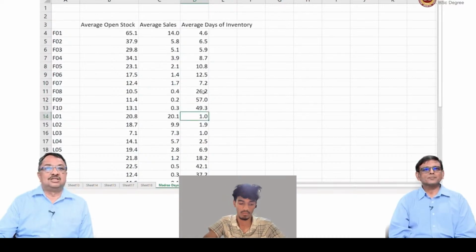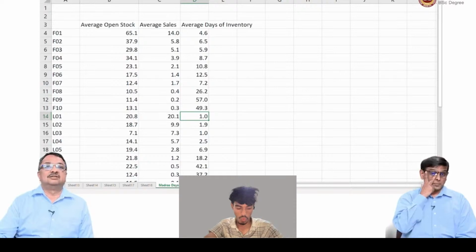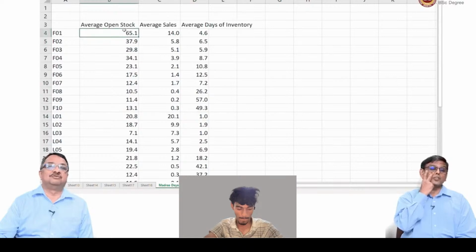So I was thinking, GV, maybe what we'll do is we'll depict it diagrammatically. We have three things to represent. X and Y can be open stock and average sales. How do you represent the average days inventory?